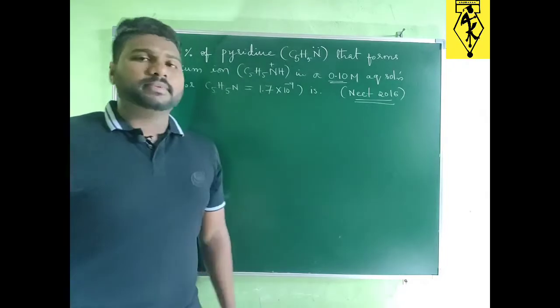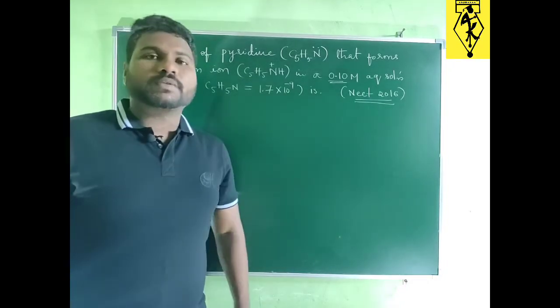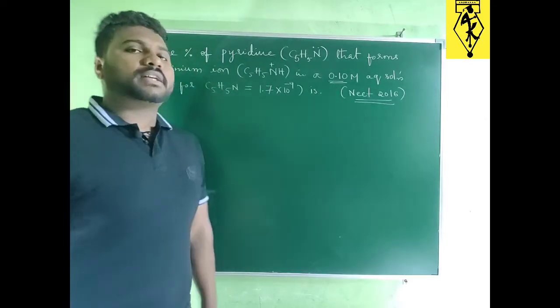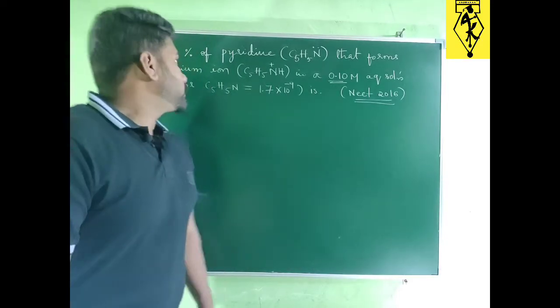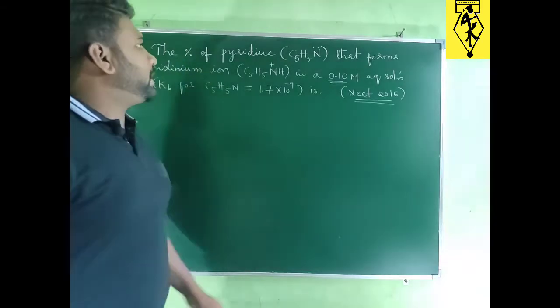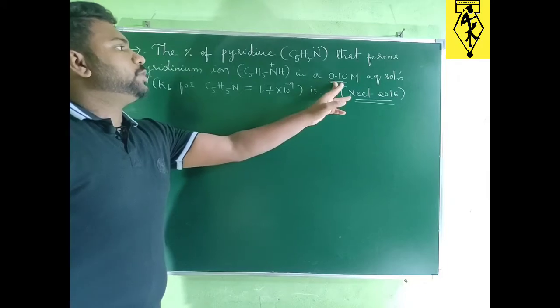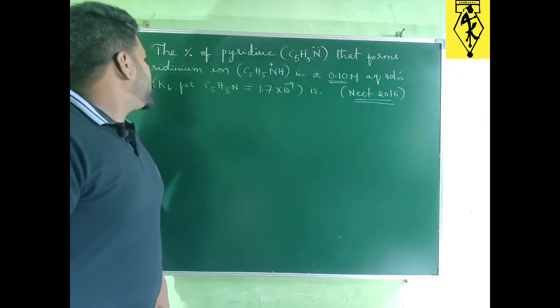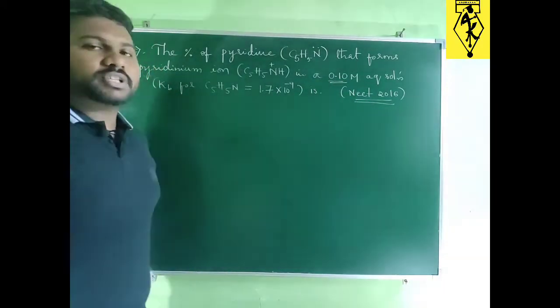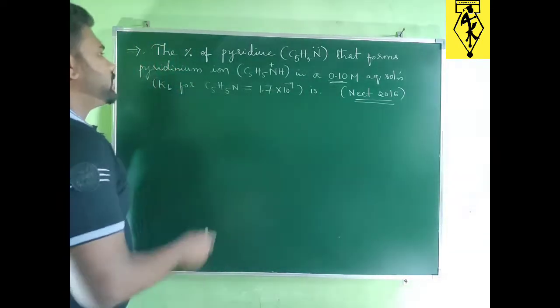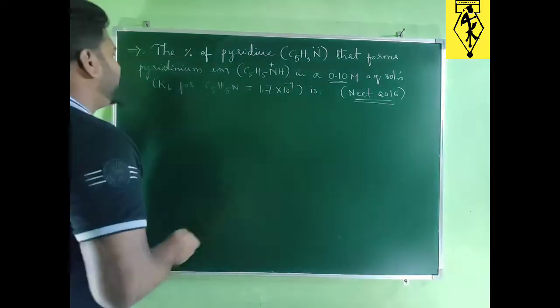This was the problem they have given in NEET 2016. How to solve this type of problems? There is a chance to ask this type of problems frequently. Here, simply, the percentage of pyridine that forms pyridinium ion in 0.10 M aqueous solution, and they have given the base dissociation constant. In such situations, first we need to write the data in equation form.